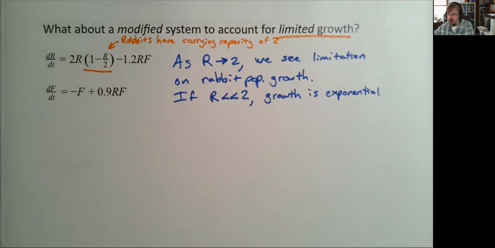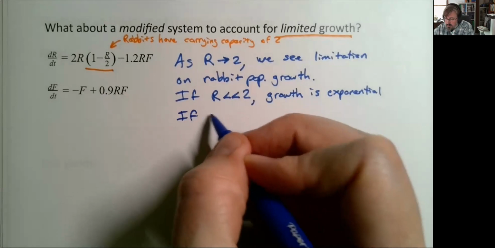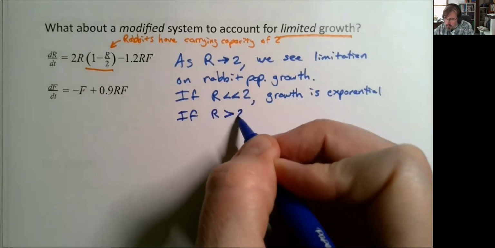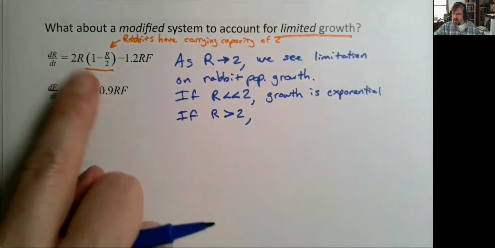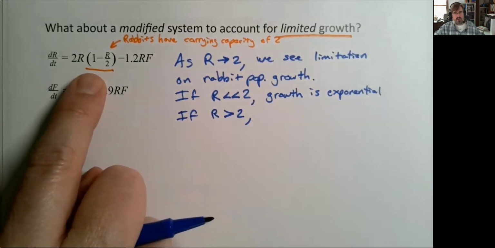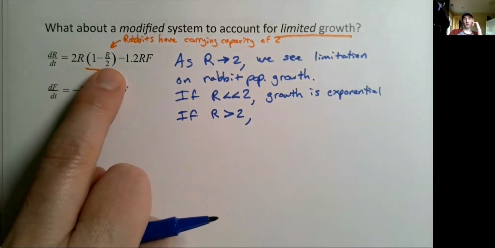What happens if R is bigger than 2? What would we expect if the rabbit population magically, like I dumped a whole bunch of rabbits in a place where their carrying capacity is much, much lower? What would happen if I had a rabbit population bigger than 2? What does my equation predict would happen? They would die off a bit.